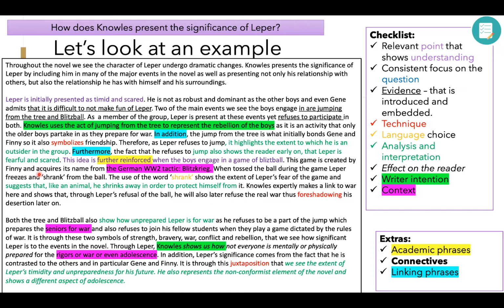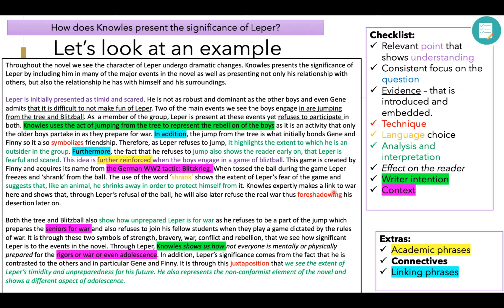Now this is the only word that I remembered, so because I remember it, I'm definitely going to put it in there. The use of the word shrank. Because I could remember one word, I can now do some comment on my language. The use of the word shrank shows the extent of Leper's fear of the game and suggests that, like an animal, he shrinks away in order to protect himself from it. So here I can do some clear analysis. And don't worry if you only actually get to do this once in your essay because you don't remember much of the language, because you're still showing your analytical skills even if you only do it here.